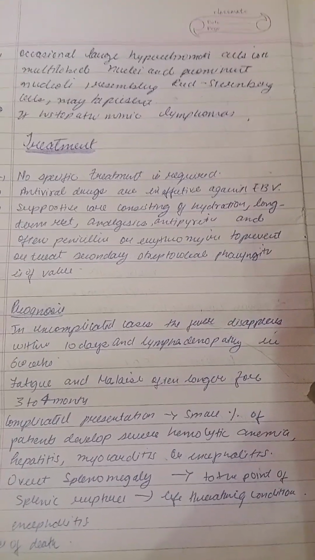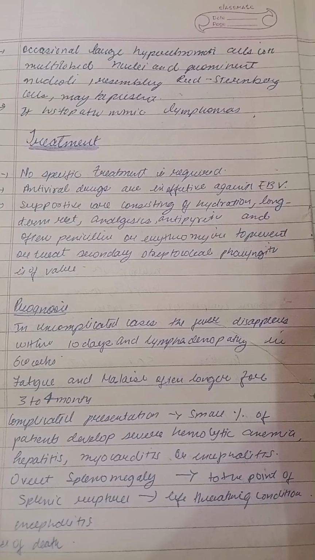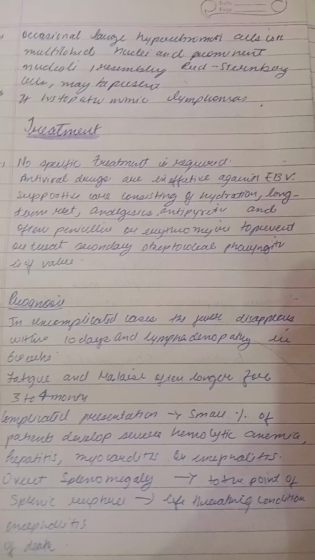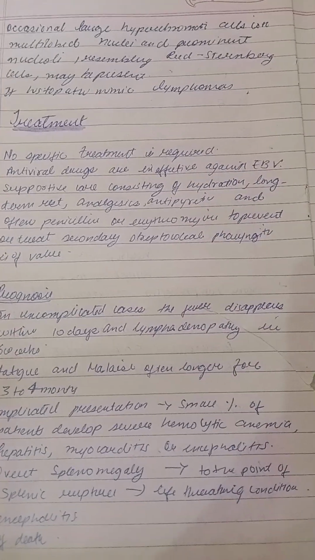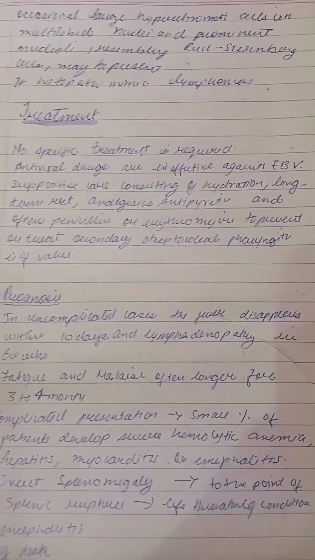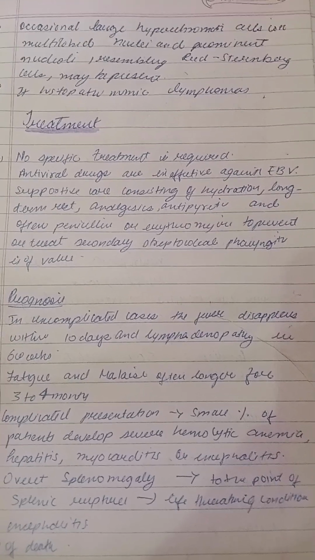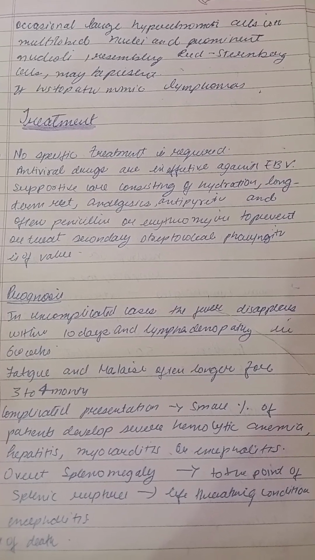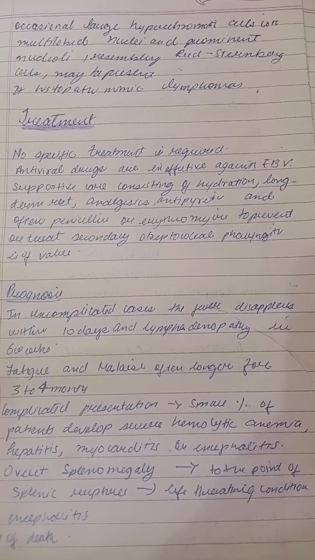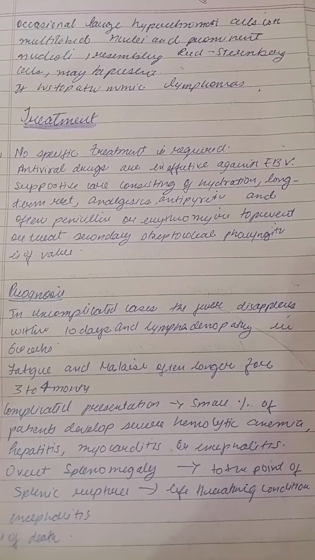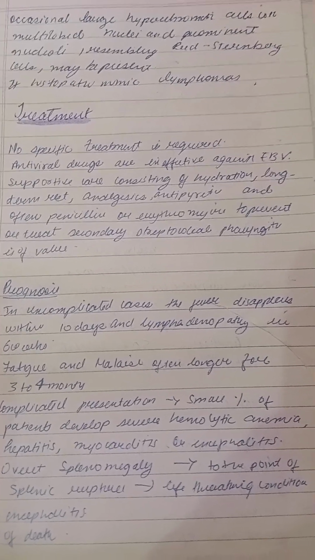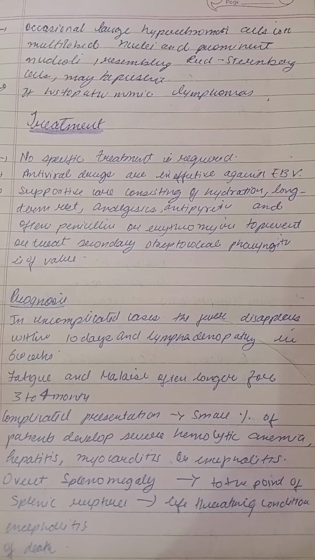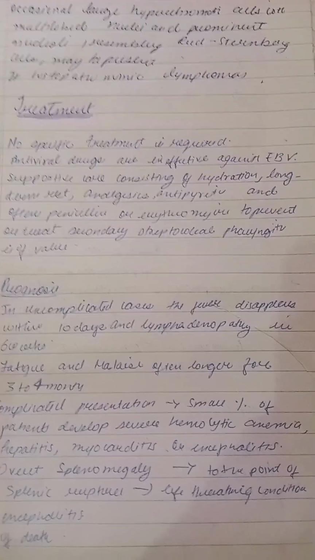Now coming to the treatment plan, no specific treatment is required. Antiviral drugs are ineffective against EBV. So Epstein-Barr virus is resistant to antiviral drugs. Supportive care consisting of hydration, long-term rest, analgesics, antipyretics, and often penicillin or erythromycin to prevent or treat secondary streptococcal pharyngitis is of value. So mainly supportive care is needed along with analgesics, antibiotics, and antipyretics.